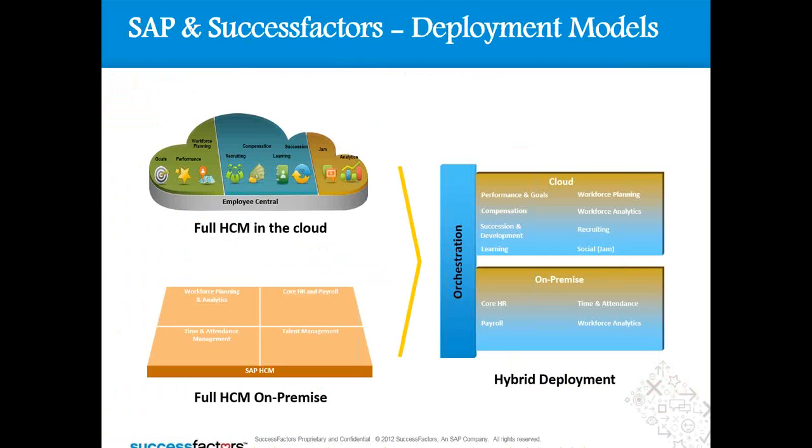Let us understand the deployment models. SAP and SuccessFactors provide two types of deployment models. One is standalone, the other one is hybrid. In standalone, it supports full HCM on-premise and full HCM in the cloud. In hybrid, core HR solutions will be on-premise and talent management solutions will be in the cloud.